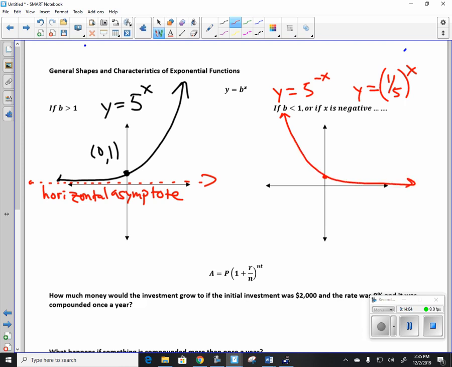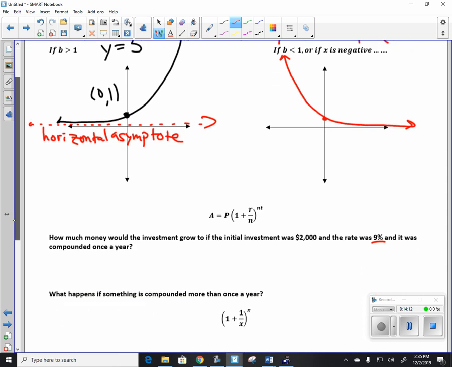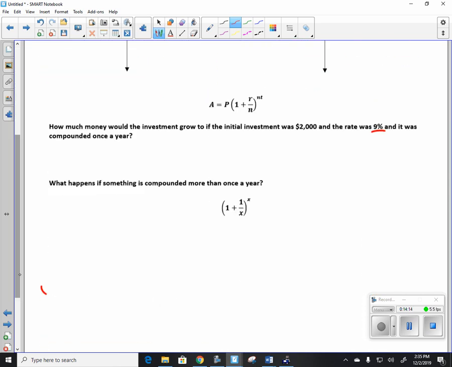So why are exponential functions important? Because they're the primary way in which debt and savings works. So we're going to give Gavin a gift. Gavin, we would like to give you $2,000. Are you okay with that? We're also going to invest it at an interest rate of 9%. And it's going to be compounded once a year.